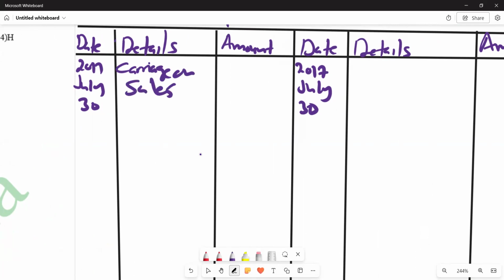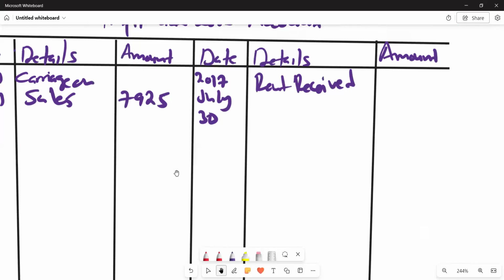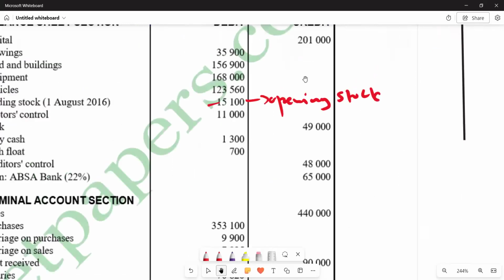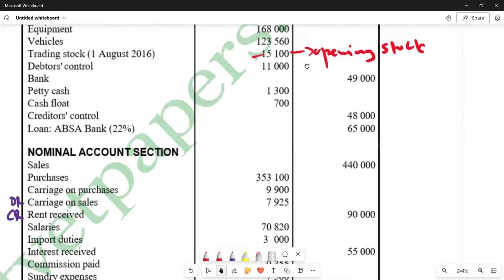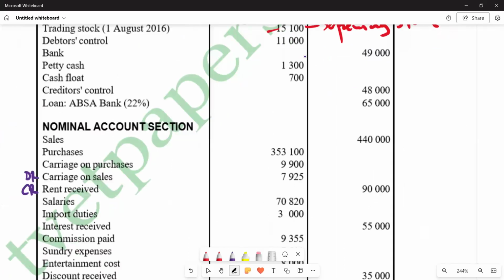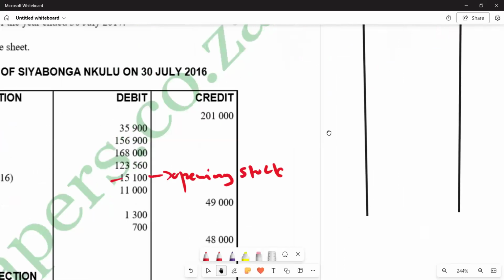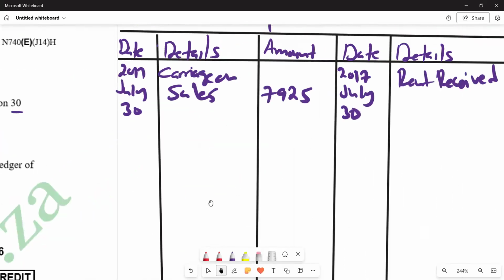And then the amount that we have is 7,925. And then we've got also rent received, which is supposed to come on the credit side. Let's try to recheck the amount for rent received. We're having rent received here is 90,000. So we can just go and input our 90,000. So here we see rent received.